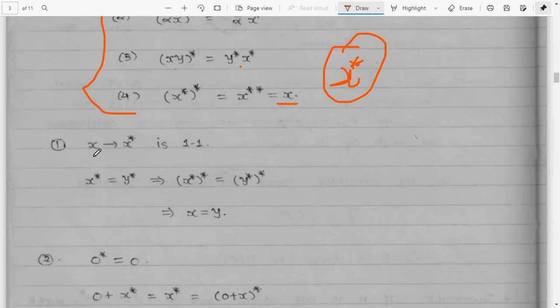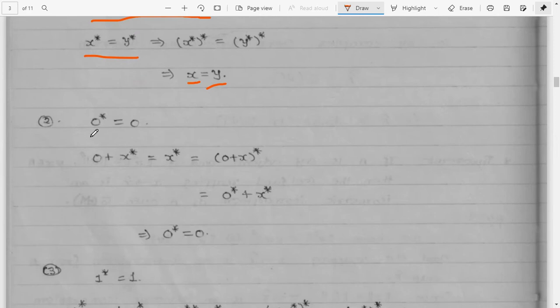Now the function x to x star is one-one. Let x star is equal to y star, which implies x star star is equal to y star star. By using this property, x star star is equal to x and y star star is equal to y. So x is equal to y. We take x star is equal to y star implies x is equal to y. So the function is one-one.